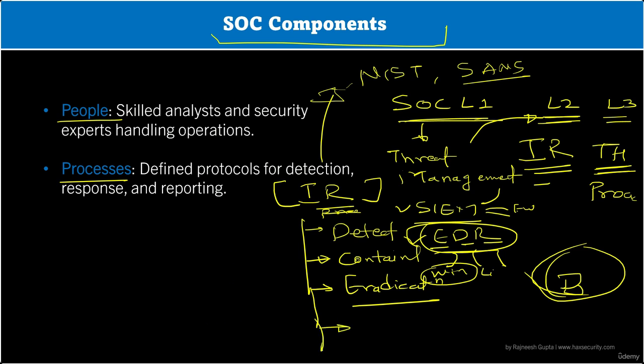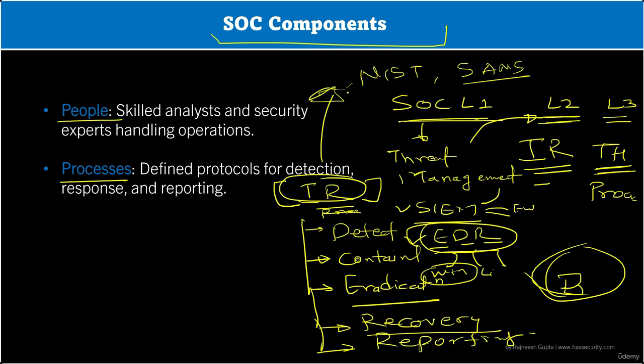Then you have a few more steps where you perform the recovery. If you format the machine, erase the malware, anything, once it is clean, you take the machine back into the network. Okay. And finally, reporting. So this is the entire process, which is very important. We call it the incident response process. An organization may follow this process either from NIST or from SANS. More or less, both processes are the same.